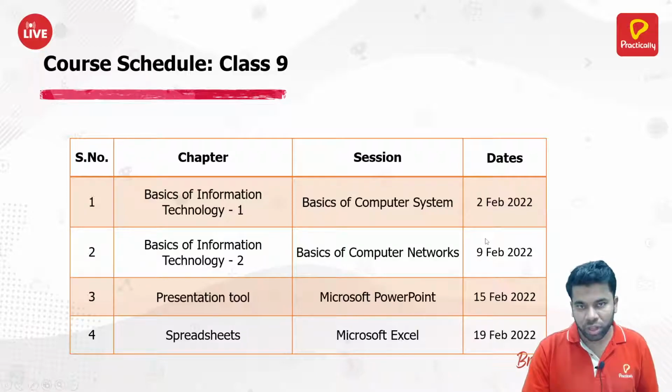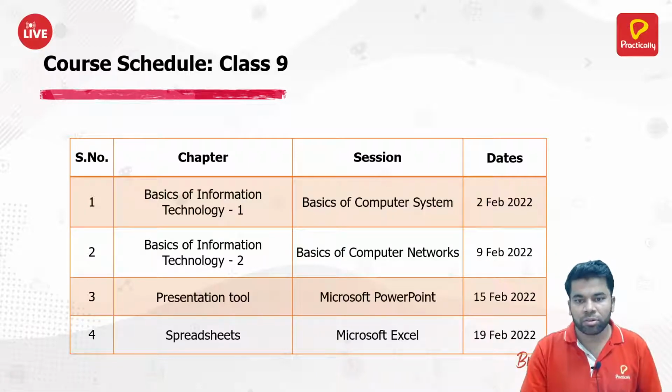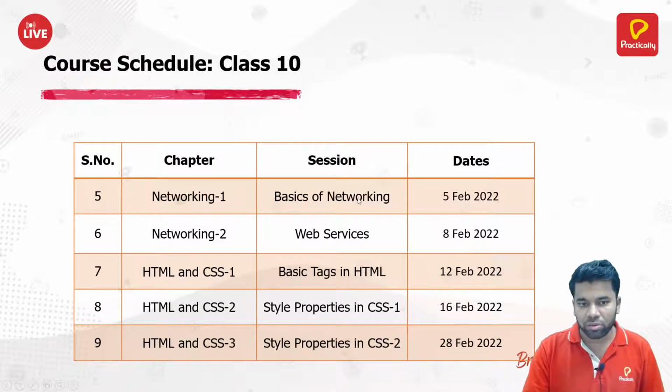But for class 10th also, we are going to run this parallel session. For class 10, these are the sessions: basics of networking, web services, basic tags in HTML, style properties in CSS1, and style properties in CSS. So these are the dates for class 10 computer science. Okay, 5th February, 8th February, 12th, 16th, and then 20th. So any one of you can attend these sessions.